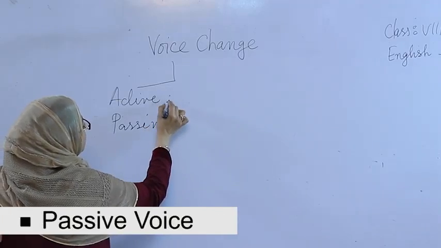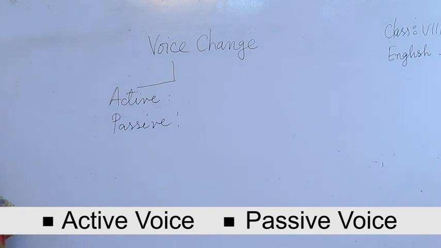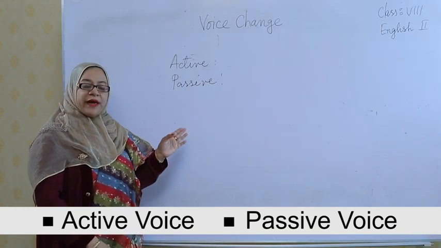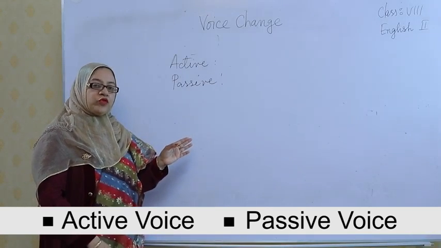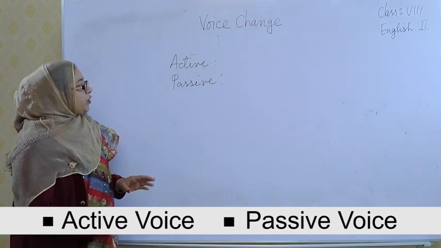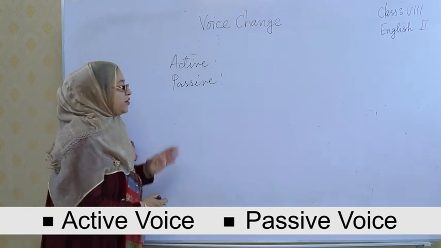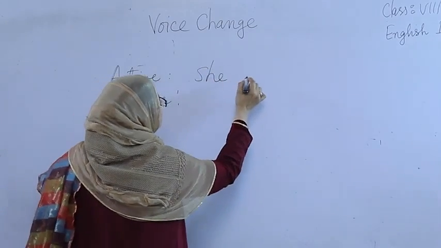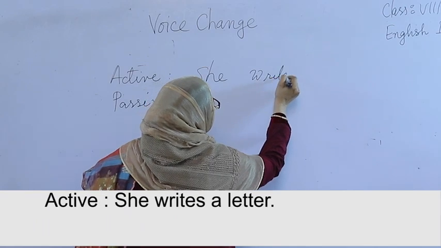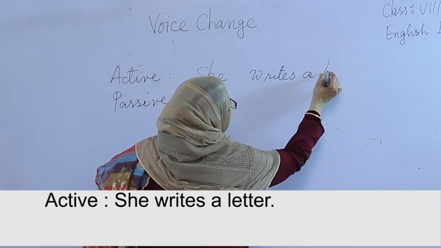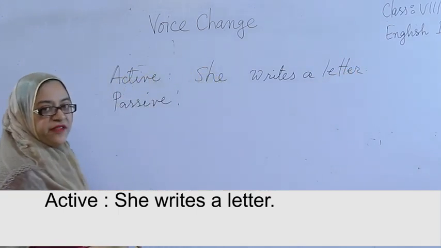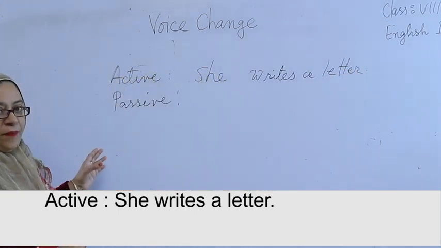All of you know that there are two types of voice, active voice and passive voice. Today we will learn how to change from active to passive and also passive to active. So I will write some sentences, look at the board. This is an assertive sentence. I will turn it into passive.